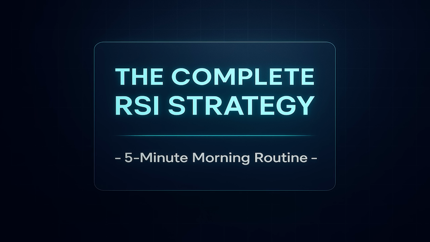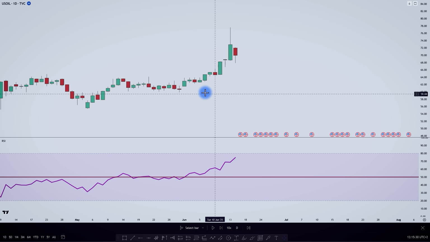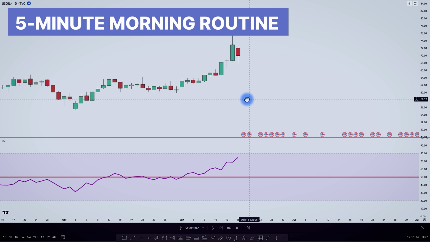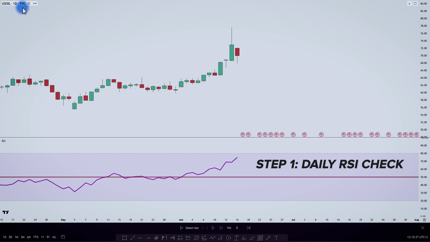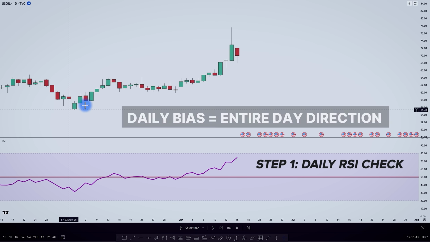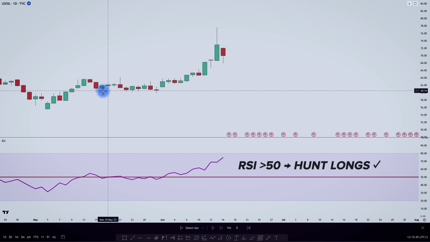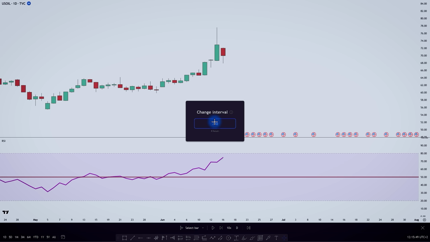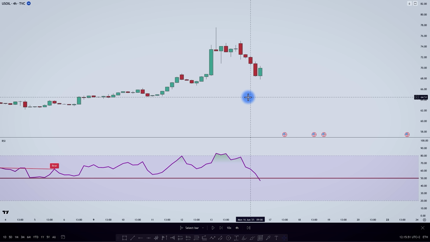Let me show you exactly how I use all 3 RSI systems every single day. This is my 5-minute morning routine. Step 1. Check the daily RSI. Where is it compared to 50? That's my bias for the entire day. Above 50, I'm hunting longs. Below 50, I'm hunting shorts. This takes 10 seconds.